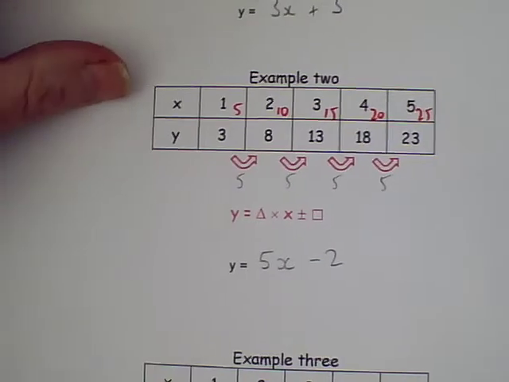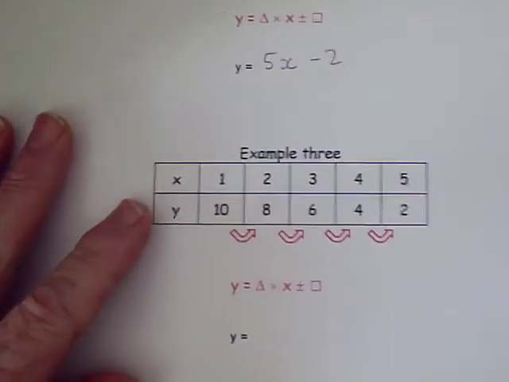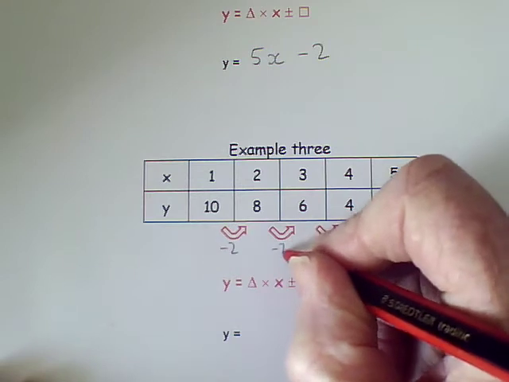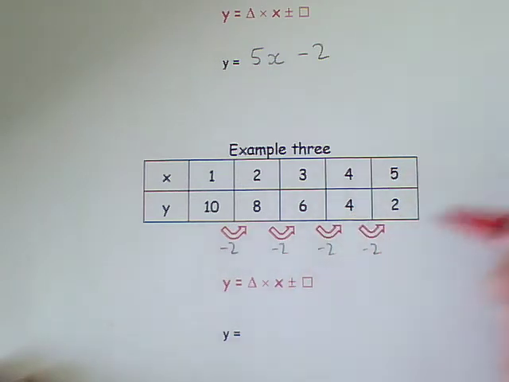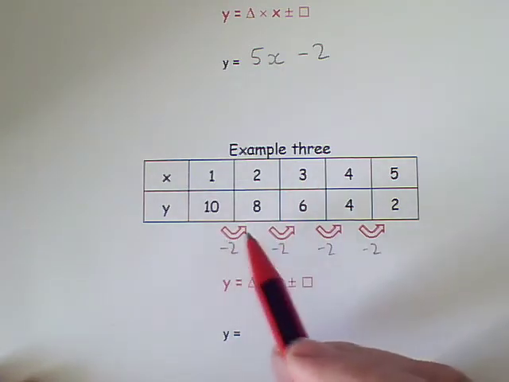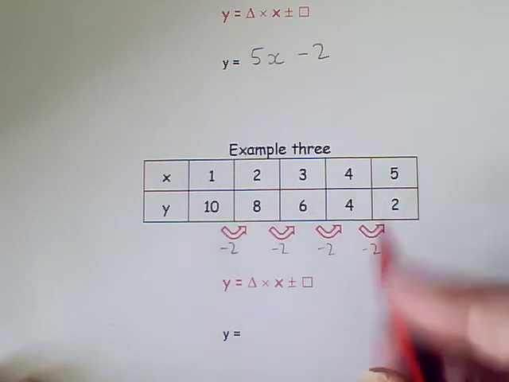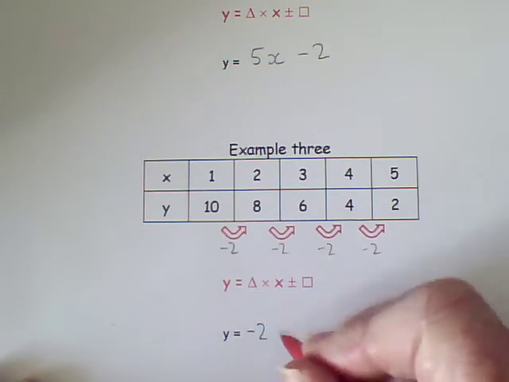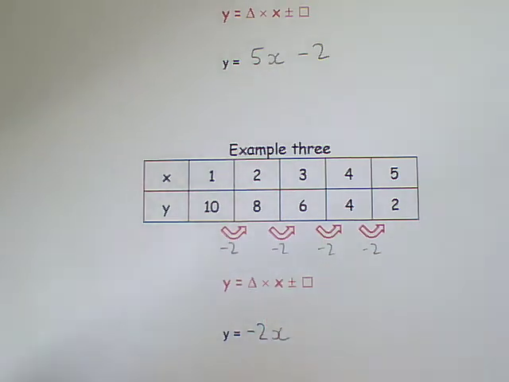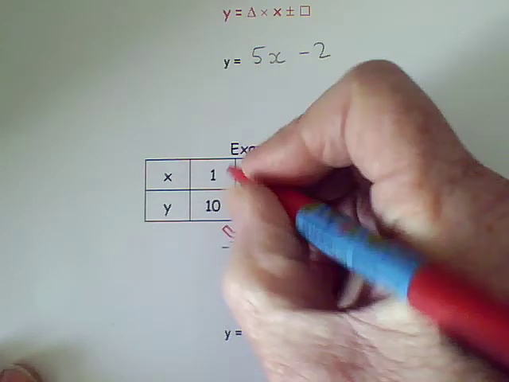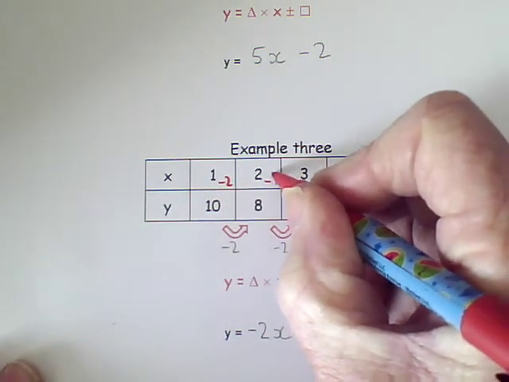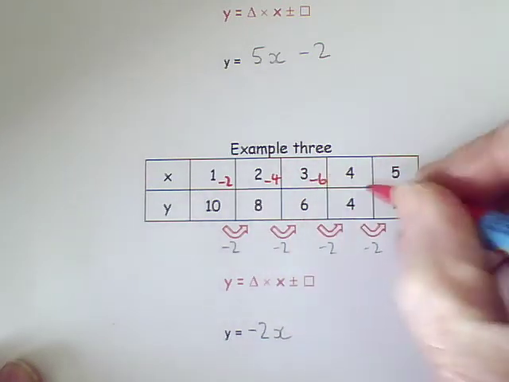Example 3. This time we're going down by 2. Now it's important we put the minus there. X is still going up by 1. So y is moving twice as fast as x, but it's also going the opposite direction. So that means we keep the minus 2 as our triangle. So we do minus 2 times x. If I do minus 2 times 1, I get minus 2. Minus 2 times 2, minus 4. Minus 2 times 3, minus 6.